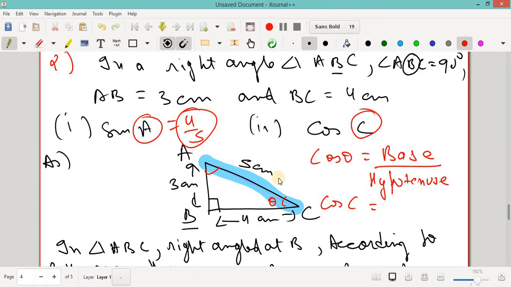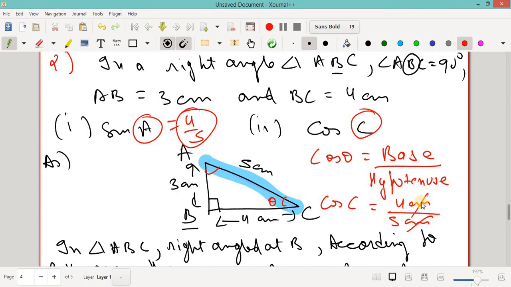Don't get confused in examination. This is hypotenuse, this is fixed. We cannot do anything. The base and the perpendicular will change according to the angle we are taking. So this is my base, 4 centimeter. And hypotenuse, I told you, is 5 centimeter. Again you can see it is in ratio, 4 by 5.